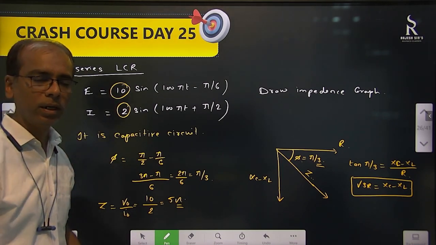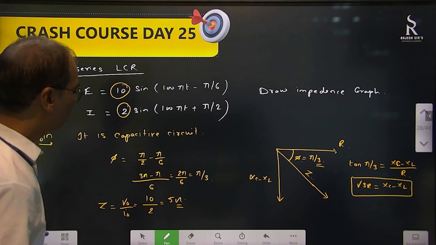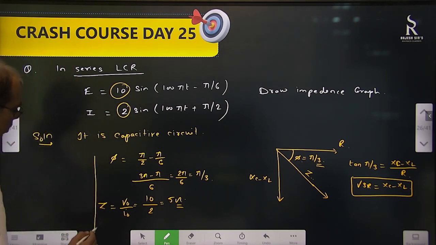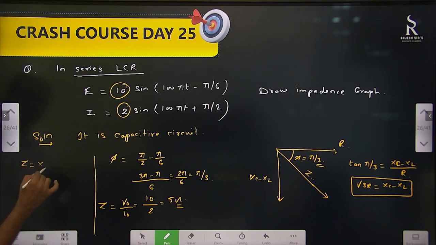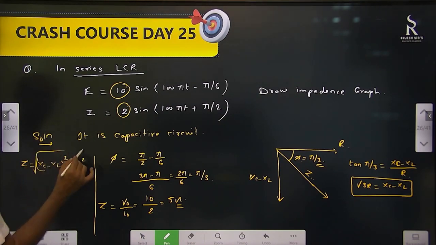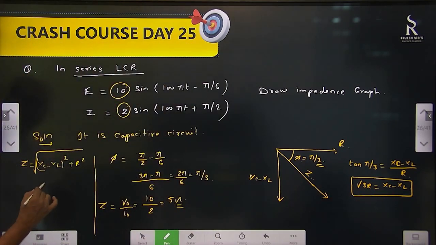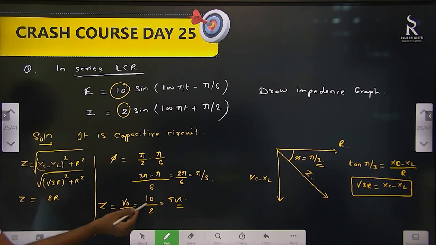Okay, shall we get all other values also? Possible. Z value we have. Now Z value is what? Square root of XC minus XL whole square plus R whole square. But XC minus XL you already have got. What is that? Root 3R. Put it here. So square root of root 3R whole square plus R square. So 3R square plus R square is 4R square. Square root of 4R square is 2R. So Z value is 2R. Z already you found 5. So R value is 5 by 2.